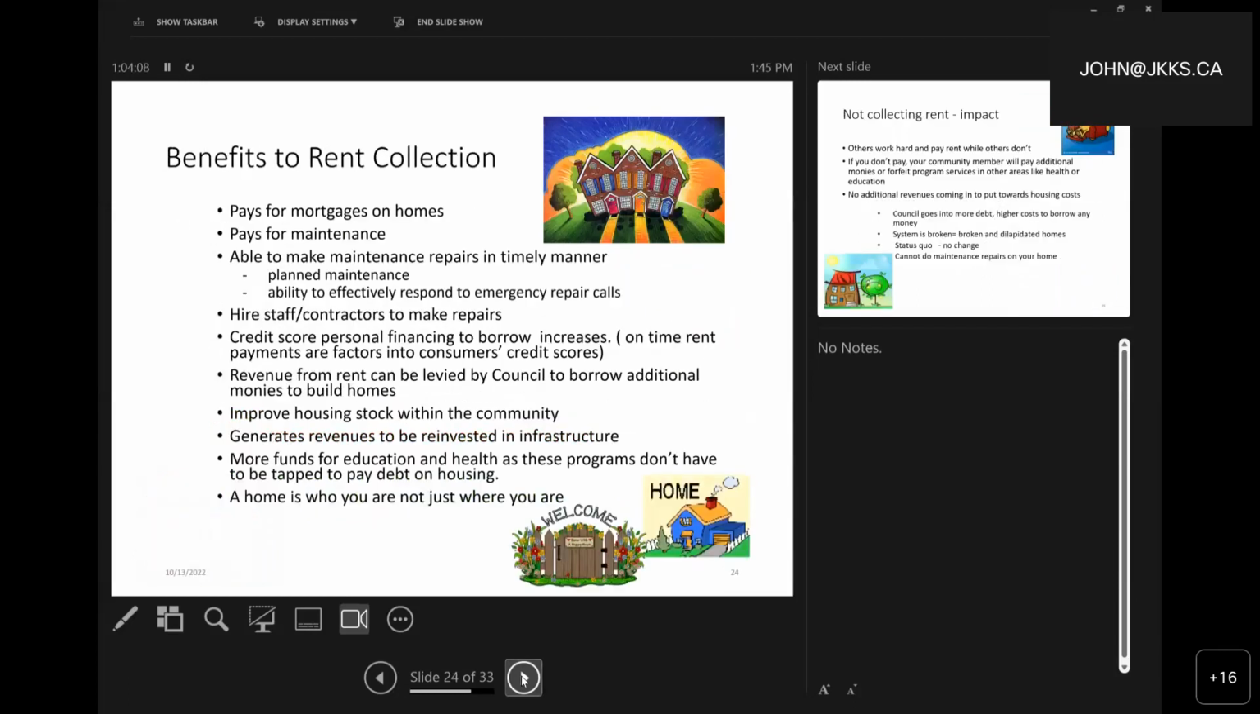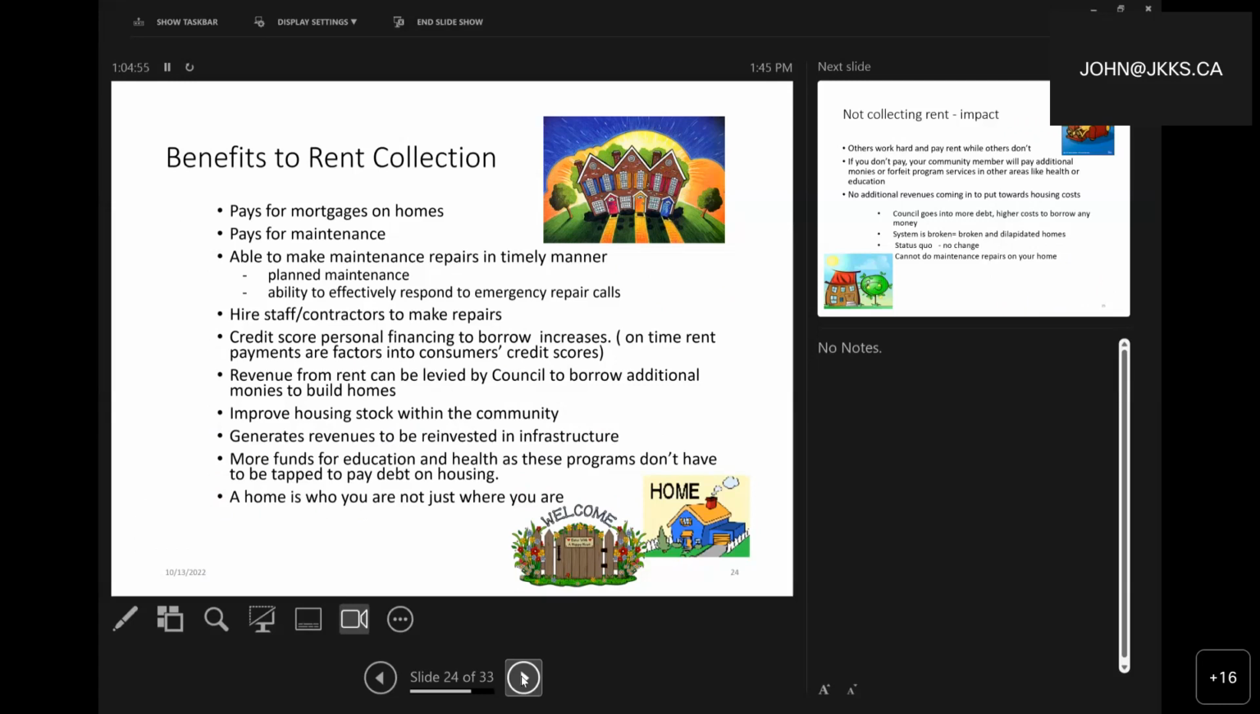And what are the benefits of a rental regime, rental collections, right? Obviously, you get to pay for the mortgage, you get to pay for the maintenance, you're able to make maintenance repairs in a timely manner, right? You get to plan the maintenance. There's ability to effectively respond to emergency repair calls. Like, how many times do we know of, oh, well, the X is broken. Well, we can't do that because we don't have the money, or we have to wait for next month. Or we know that we're 15 years into a water heater, so we're going to have a program. We're going to replace the water heaters whether or not they need it, and we're going to do that every 15 years because we have the money we've been saving, right?